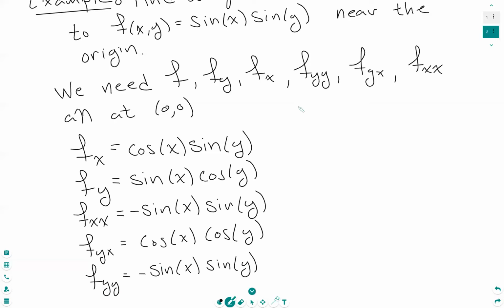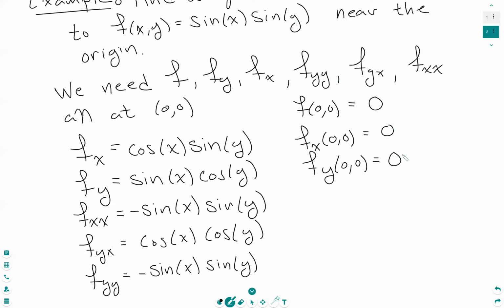So let's go ahead and actually do f of 0, 0 here at the top of the list. We go ahead and plug that in. Well, if we plug in 0, 0, here we get 0. Now fx at 0, 0, we plug in 0, 0, we get 0. If we look at fy at 0, 0, plug that in, we also get 0.